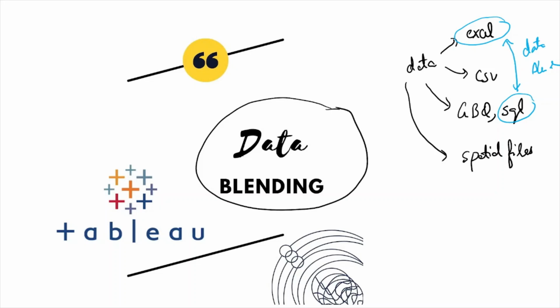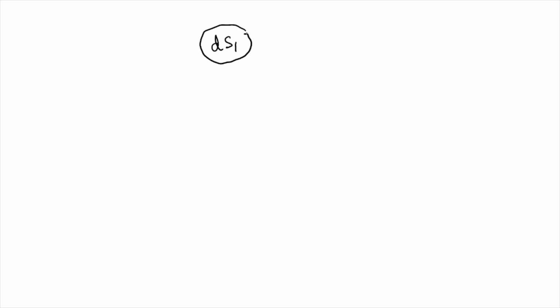So now let us move to the next slide and try to understand what data blending means. What happens is, you have two different data sources, right? Suppose you have data source ds1 and another data source ds2. These two are separate data sources.